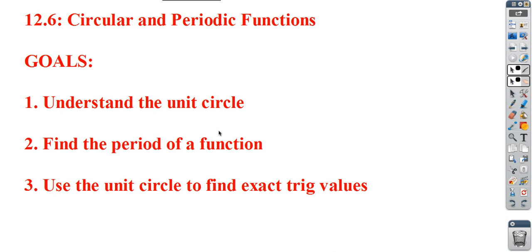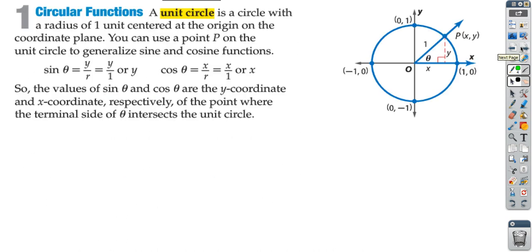Alright, so in section 12.6 we'll talk about something called the unit circle, which is a pretty important idea in trigonometry. What that is, how to find something called the period of a function. A periodic function means something that kind of repeats, so the graphs of sine and cosine would be examples of periodic functions. And then we'll use a unit circle to find what are called exact values of trig functions. So these are types of problems where you wouldn't necessarily have a calculator, you need to find the exact value. Calculators usually don't do that.